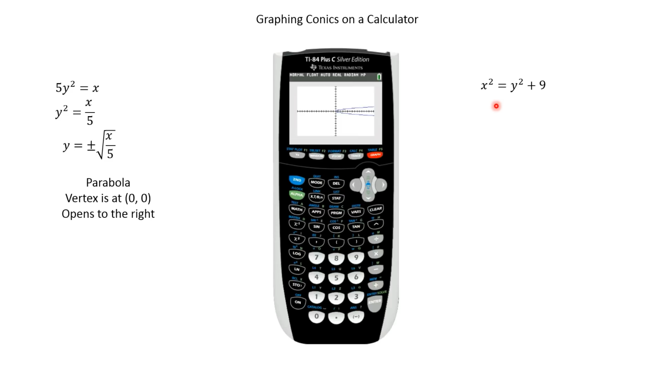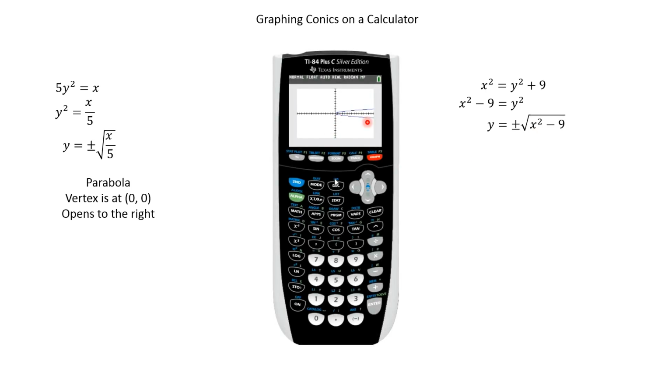So this one, we need to solve for y equals. So solve for y. So we subtract 9, and we can square root both sides. So y equals plus or minus the square root of x squared minus 9, which again is not x minus 3. It's the square root of x squared minus 9. And we can graph it. We go to y equals. We already have most of it. We just need to change the x over 5 to x squared minus 9. Sometimes it's easier just to delete everything inside. The x squared minus 9. And then we can graph it.